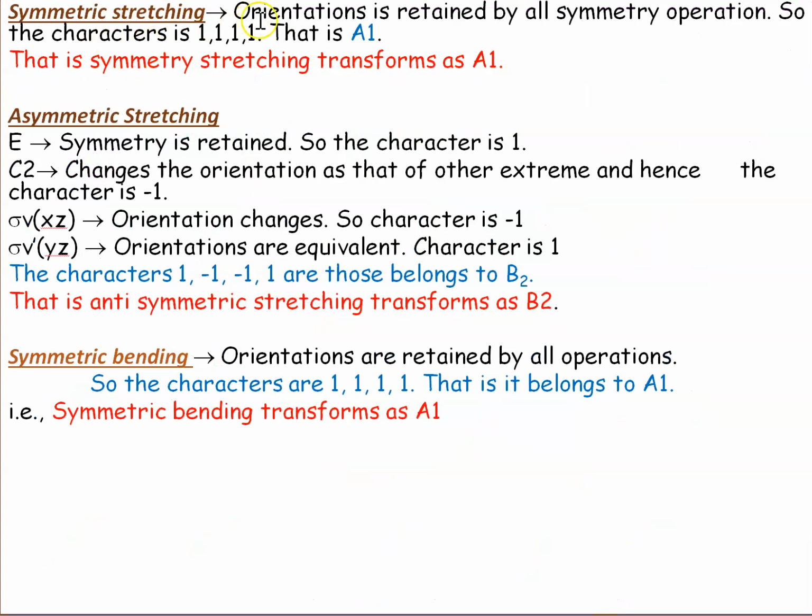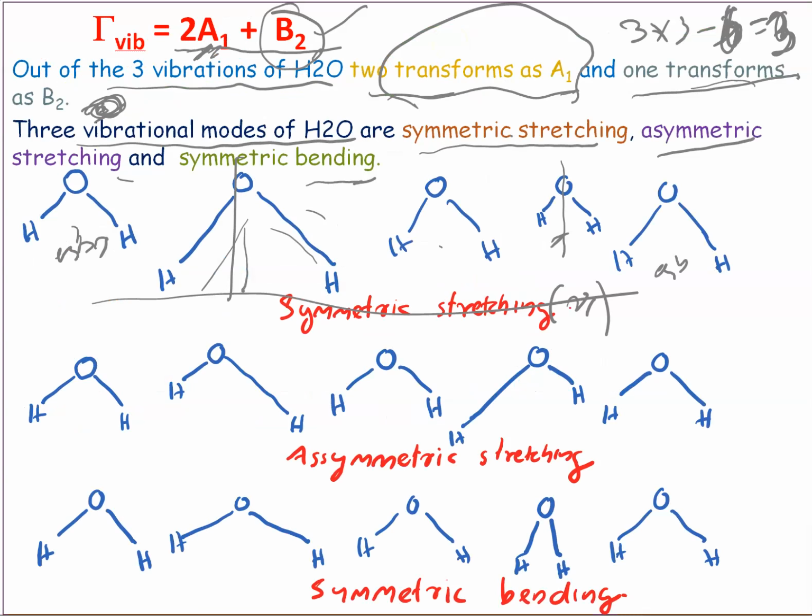Okay, that is the symmetric stretching mode. In the symmetric stretching mode, orientation is retained by all symmetry operations. So the characters are 1, 1, 1, 1, and that is A1. That is, symmetric stretching transforms as A1. That is, the symmetric stretching mode is actually A1 symmetry. This symmetric stretching has A1 symmetry.